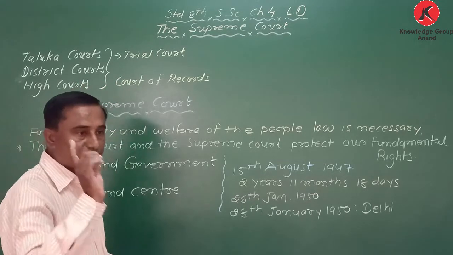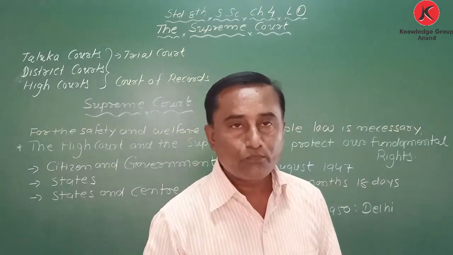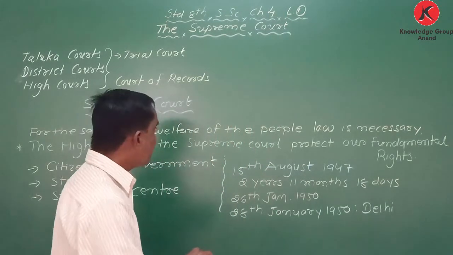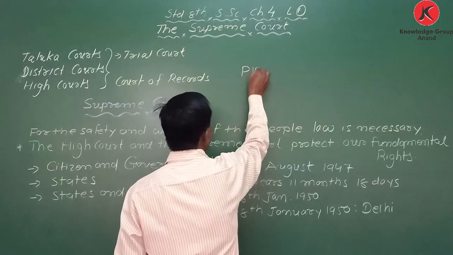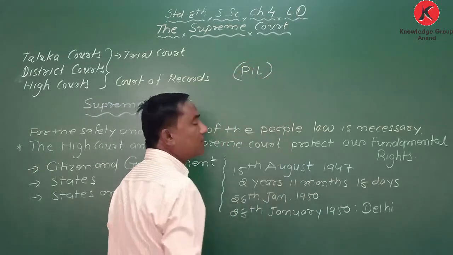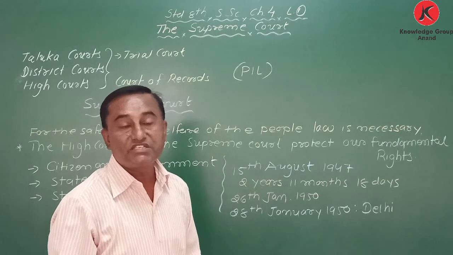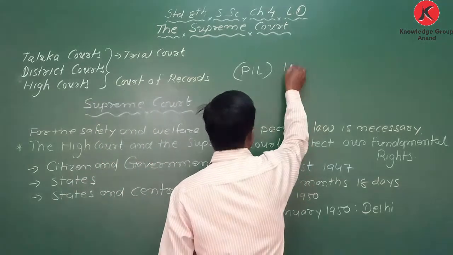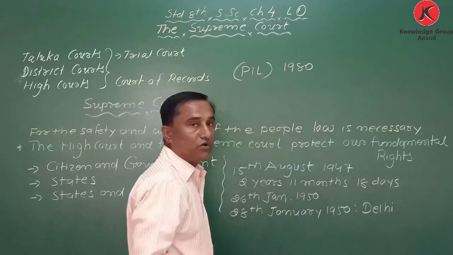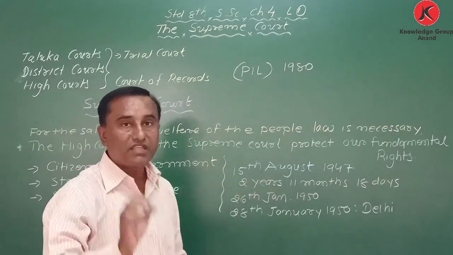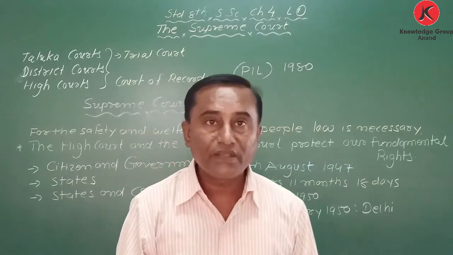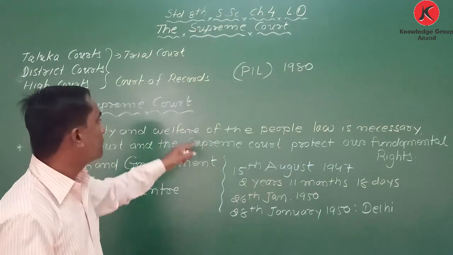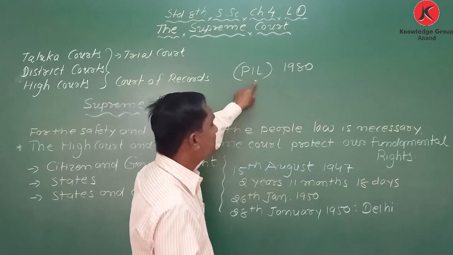Okay? My dear student, for the poor people, they have given one condition, and that is called PIL. PIL means Public Interest Litigation. It was implemented in 1980. Okay, got it? So according to that anyone can appeal. And my dear student, here in this chapter you will also learn about public interest litigation.